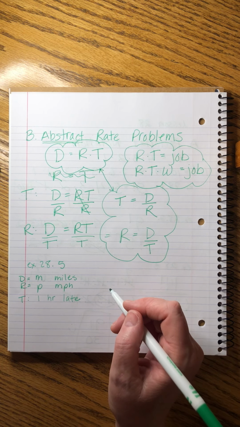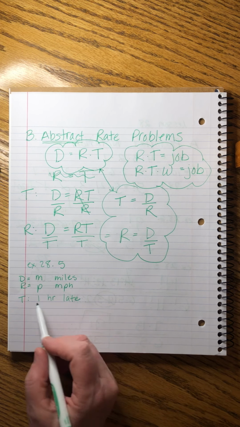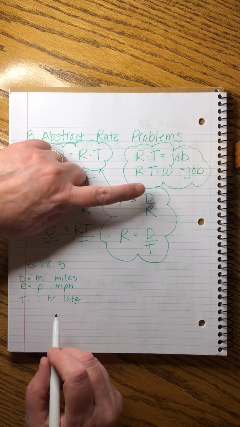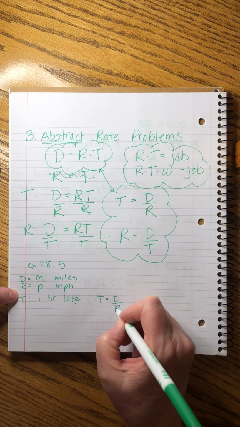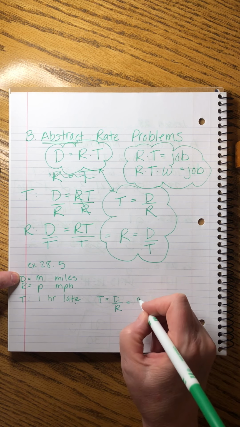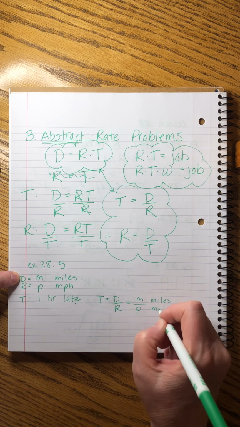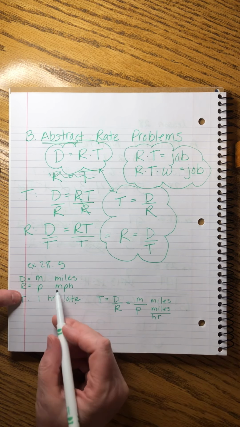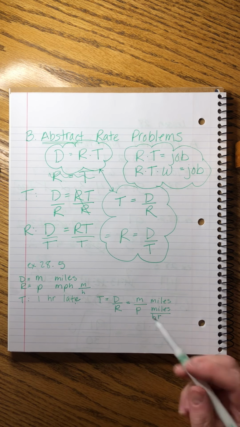Okay. So, what we need to do is we need to figure out what our time was. We know we were 1 hour late, but we need to describe it with these letters. Time is equal to distance over rate. So, time is equal to distance over rate, and in this case, that would be m miles over p miles per hour, which we can write as a fraction as well as like this, right? It can be like this, miles per hour. Okay, so this looks good.